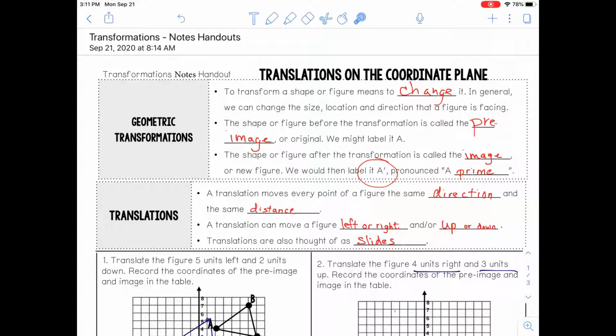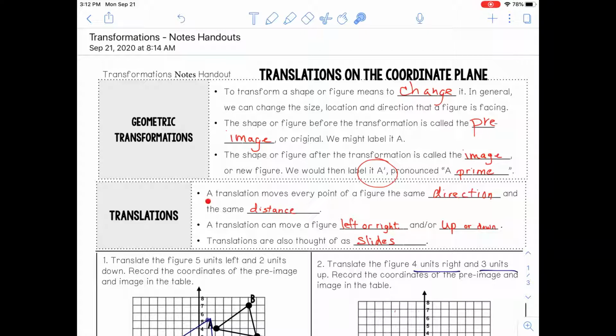To start, to transform a shape or figure means to change it. In general, we can change the size, location, and direction that a figure is facing. The shape or figure before the transformation is called the pre-image or original, and we might label it A. The shape or figure after the transformation is called the image or new figure. We would then label it A prime, pronounced just as I said it. So remember to put that apostrophe after it, and that we read it as prime.